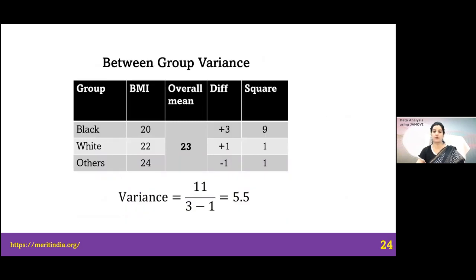Now let's see how to do this. So you remember the group mean of black was 20, group mean of white race was 22, and group mean of others was 24. So the overall mean is 23. Now if I have to calculate the between group variance, I'll subtract this group mean from this overall mean. So it is plus 3, plus 1, and minus 1. And then we square it, and the sum of squares will be 11, divided by the total number of groups, in this case 3 groups, minus 1. So the variance, this between group variance, will be 5.5.